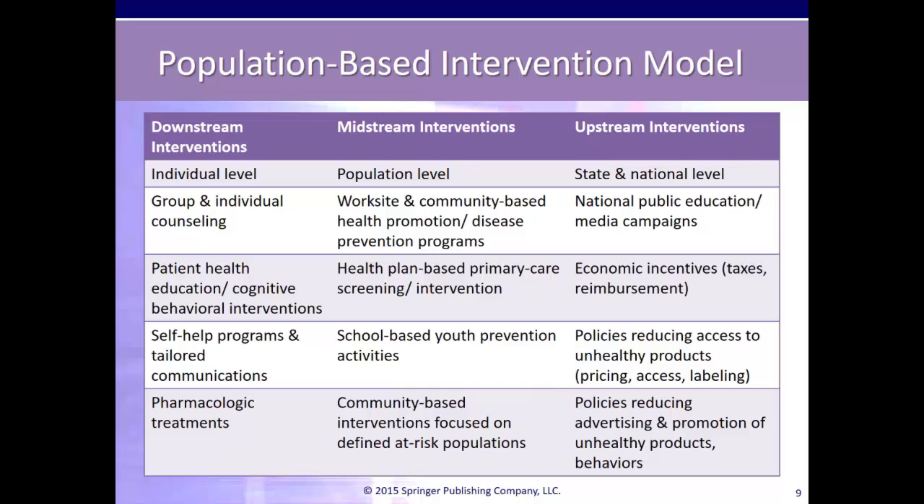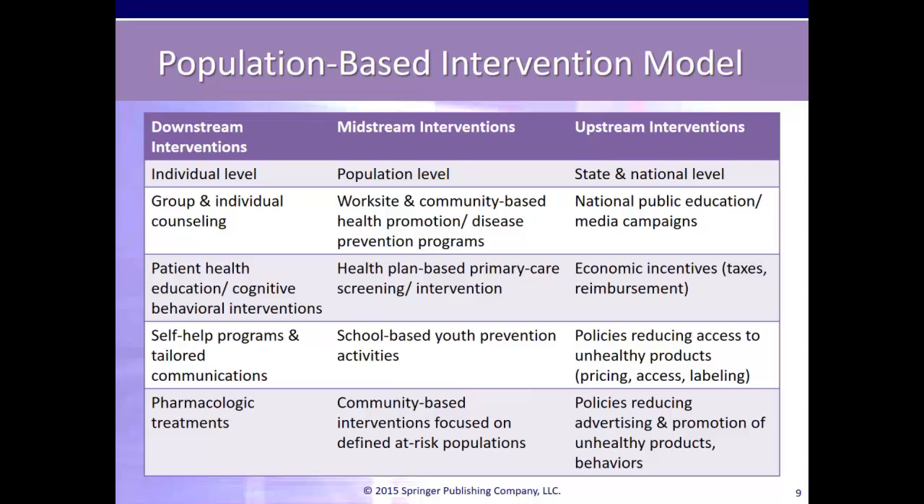This model looks at the downstream results and considers individual interventions, but then looks broader to the midstream population level and upstream to the state and national level. An example of this is tobacco use. The downstream effects are individuals addicted to tobacco with health problems. The interventions at this level are individual clinical interventions.